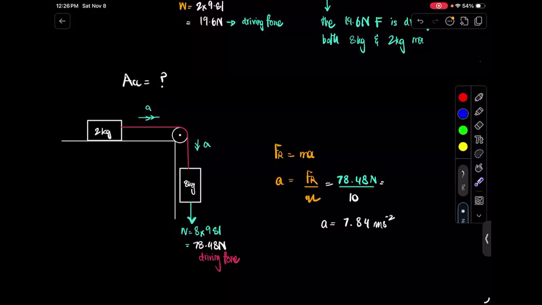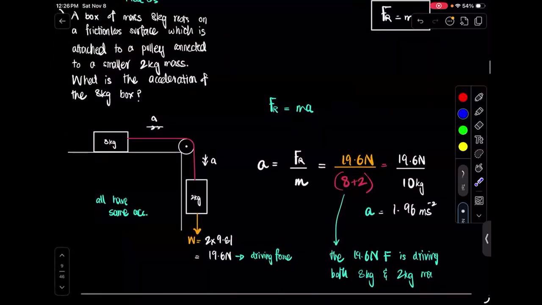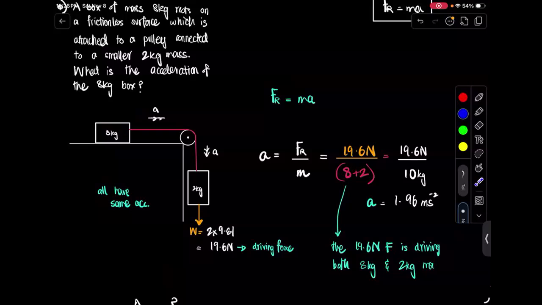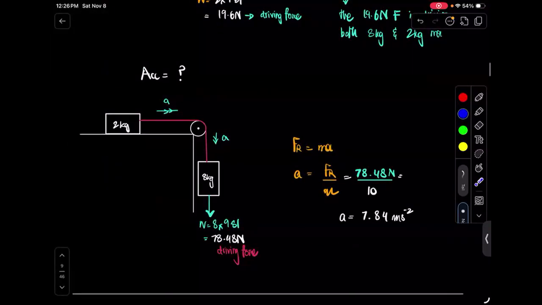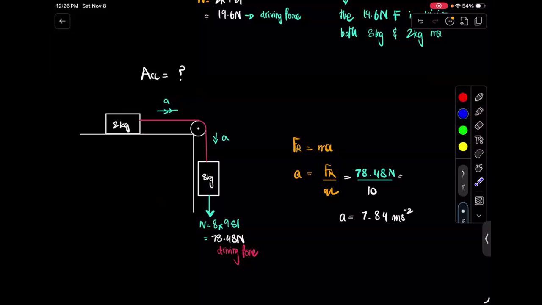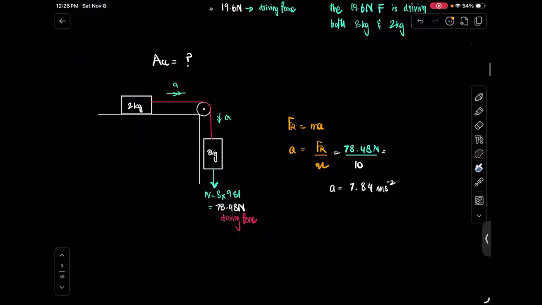Now, what is different in both of these scenarios? In this case, I've kept the same two boxes. I only switched their positions. In the earlier case, it was the 2 kilogram box which was pulling everything down. But now it's the 8 kilogram box that is pulling everything down. So clearly, because the 8 kilogram weight provides a greater driving force, the acceleration of the entire system is greater. Okay. Got it? Yes. 8 plus 2.